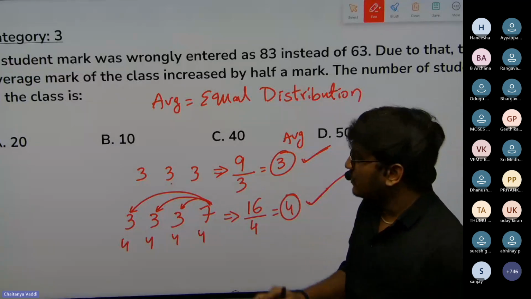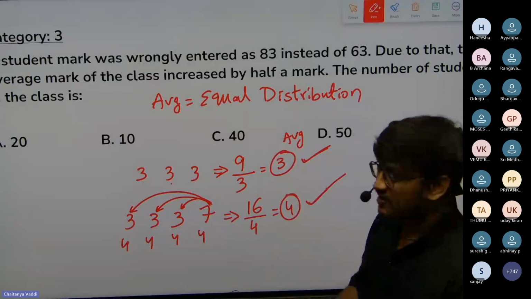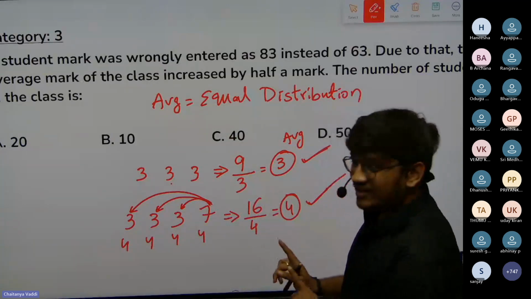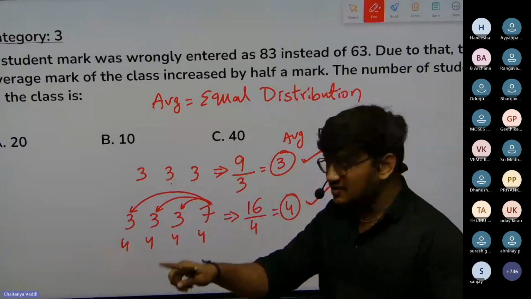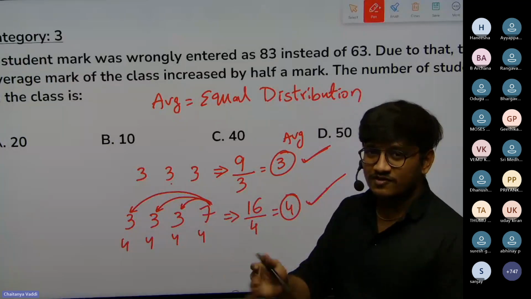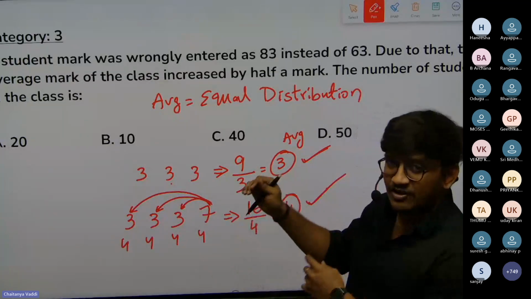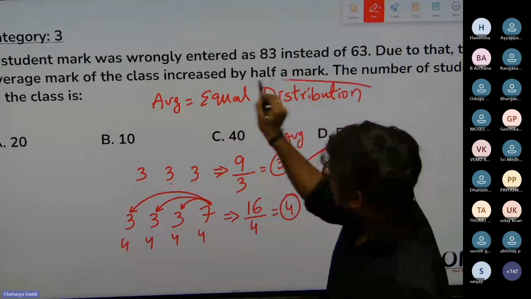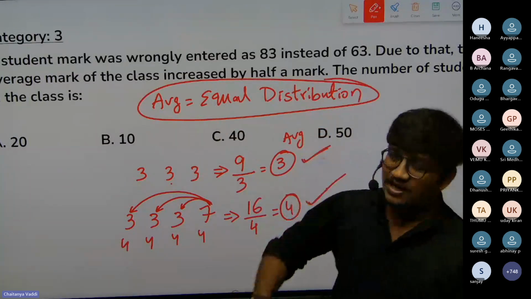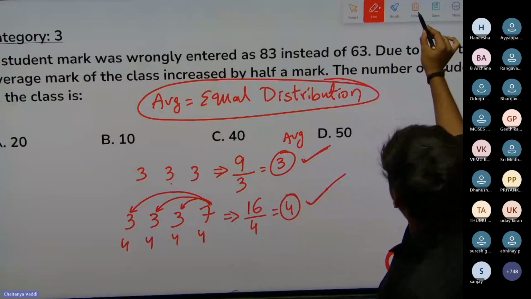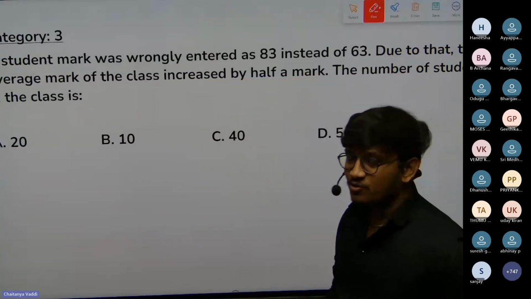Now very simple. Now let's try to understand the question. I hope you all are clear with this. You just understand the logic clearly. If everybody in the class is having the same value, the average will become the same value irrespective of the formula you use. Directly we can say that the answer is the same value. So if you understand that average means equal distribution, now I will tell you how to solve this question in a very simple way.